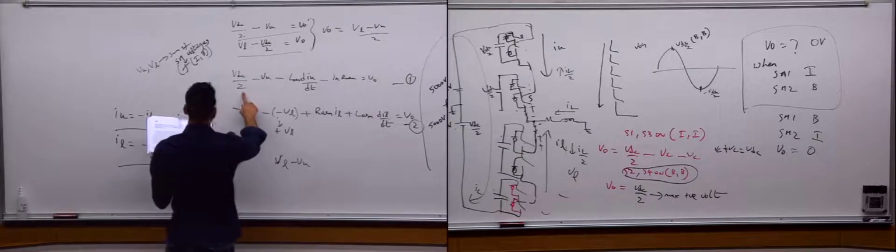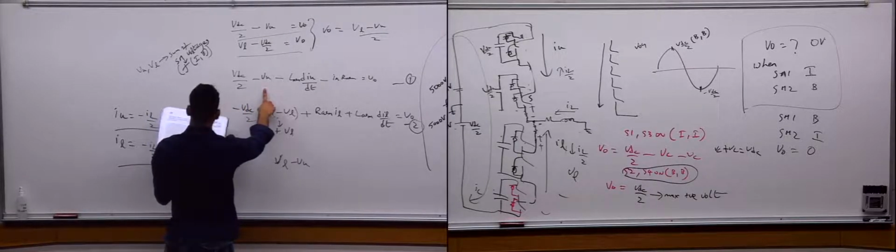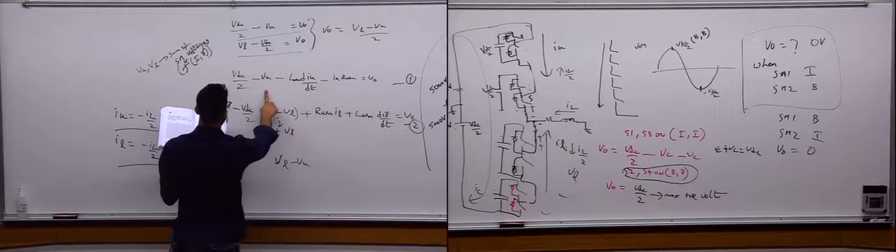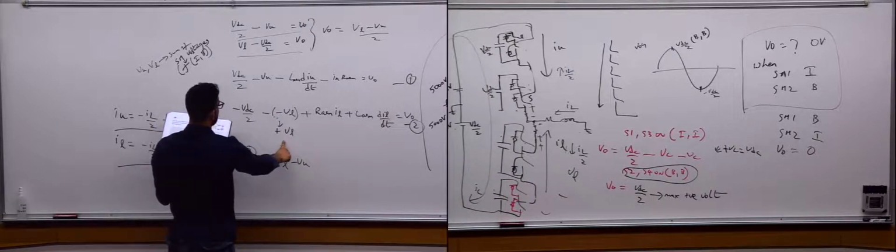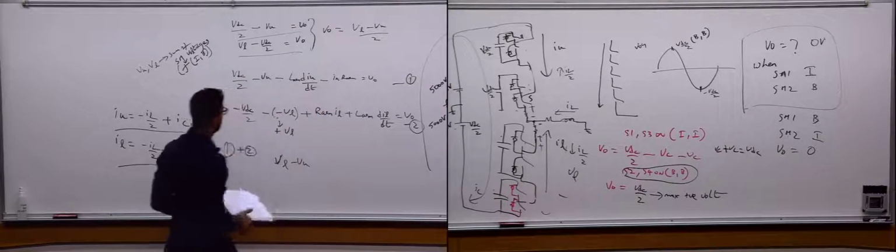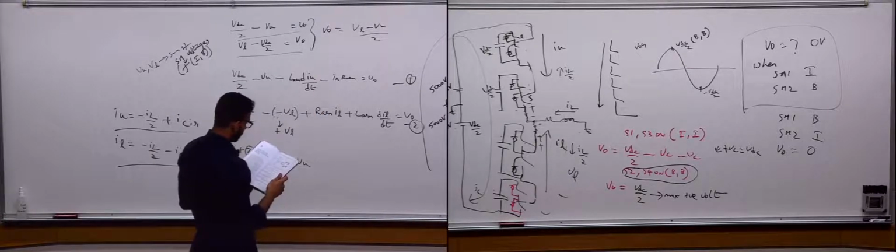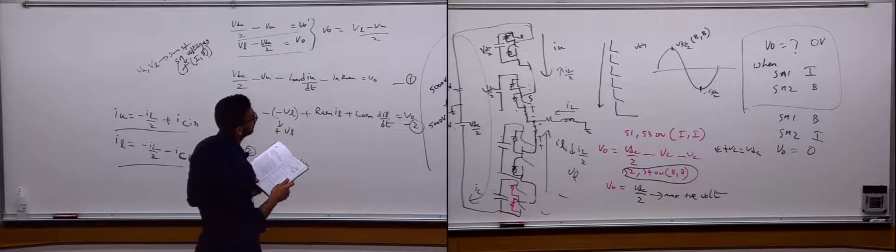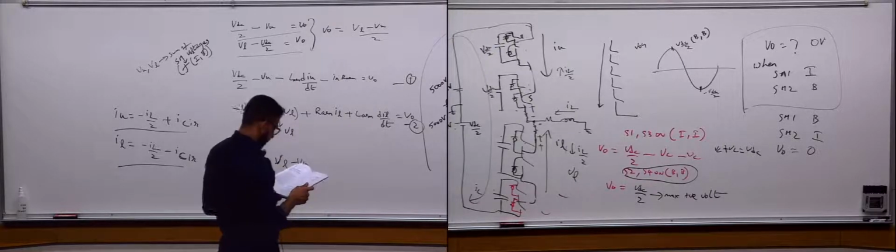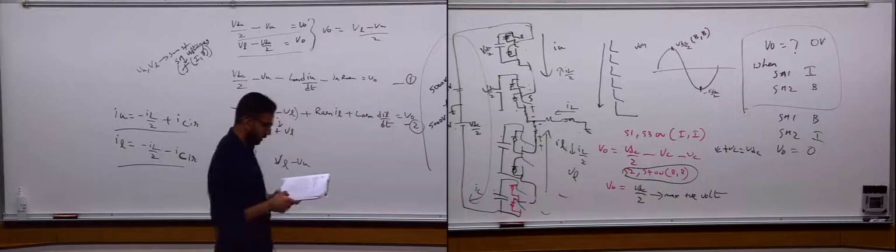VDC over 2 minus VU and minus VDC over 2 plus VL. These two should be of the same sign. IP and IN. I differential.